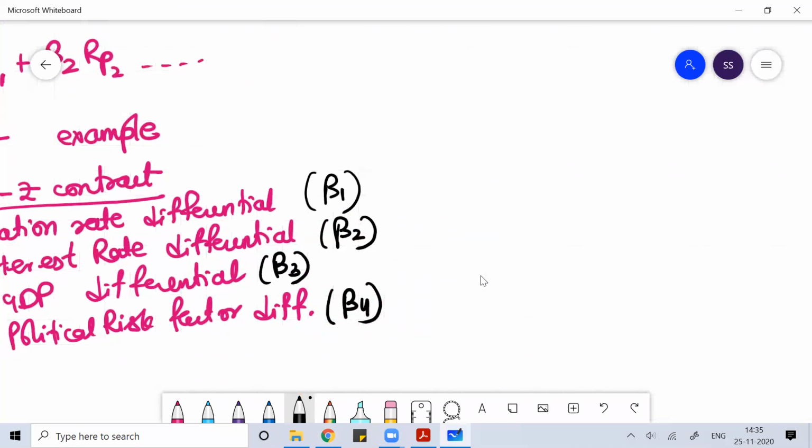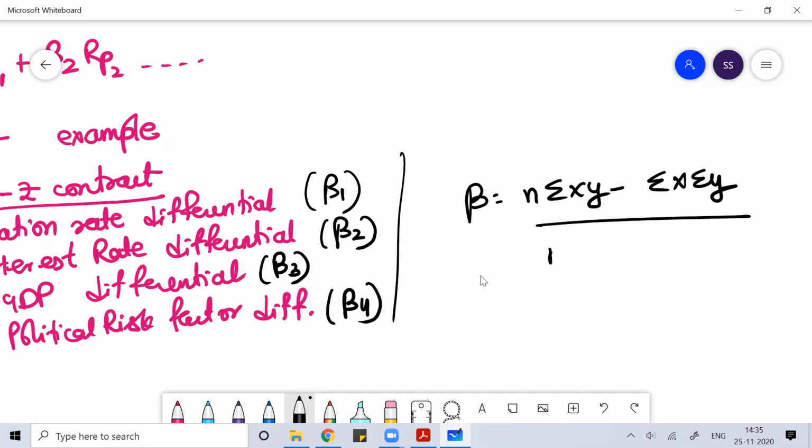So the formula for the beta, if you remember, is n summation of xy minus summation of x into summation of y, divided by n summation of x square minus summation of x whole square, where x is the independent variable and y here is the dependent variable. So we just need historical data of these values. If we get the historical data, we can easily calculate the factor sensitiveness, which we call the beta of each factor, and then we just need to multiply with the Rm minus Rf.